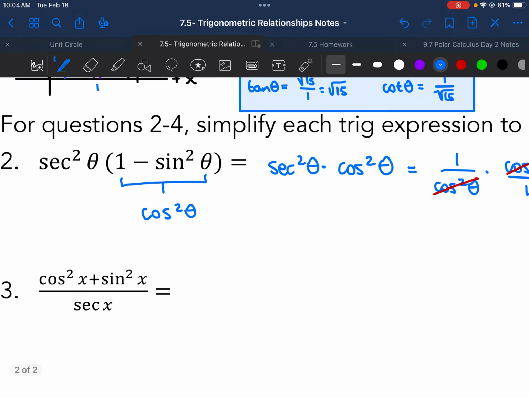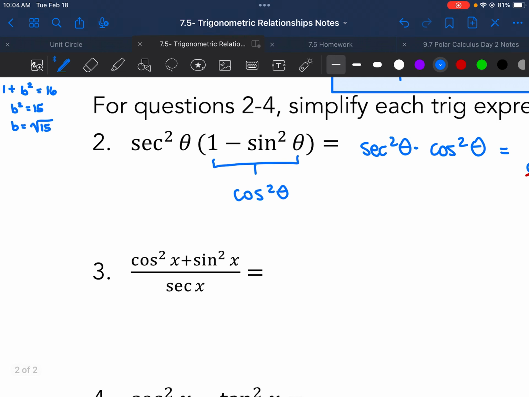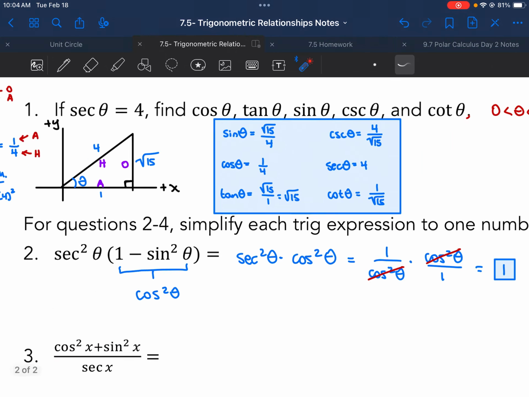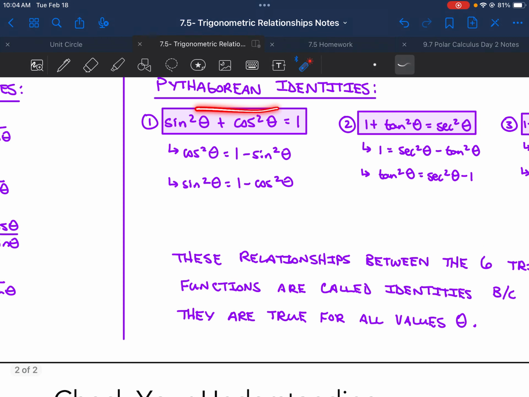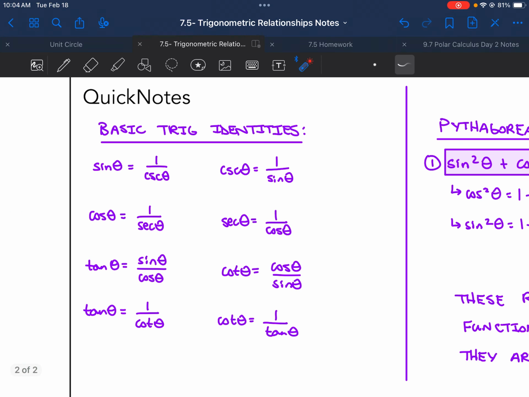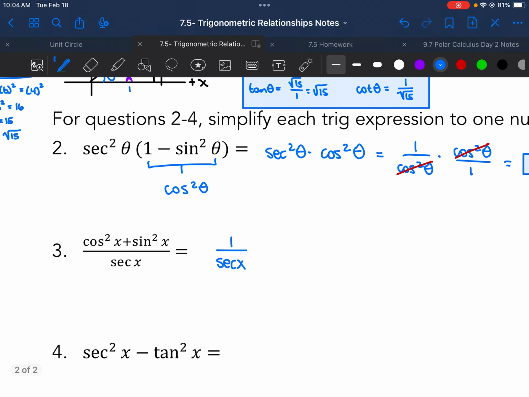All right, next, cosine squared of x plus sine squared of x, divided by secant of x. This right on top, that's one of our Pythagorean identities. Cosine squared of theta plus sine squared of theta is equal to 1. So go ahead and replace that top with 1. We have 1 over secant of x. 1 over secant is the same thing as cosine. So this simplifies down to simply cosine of x.